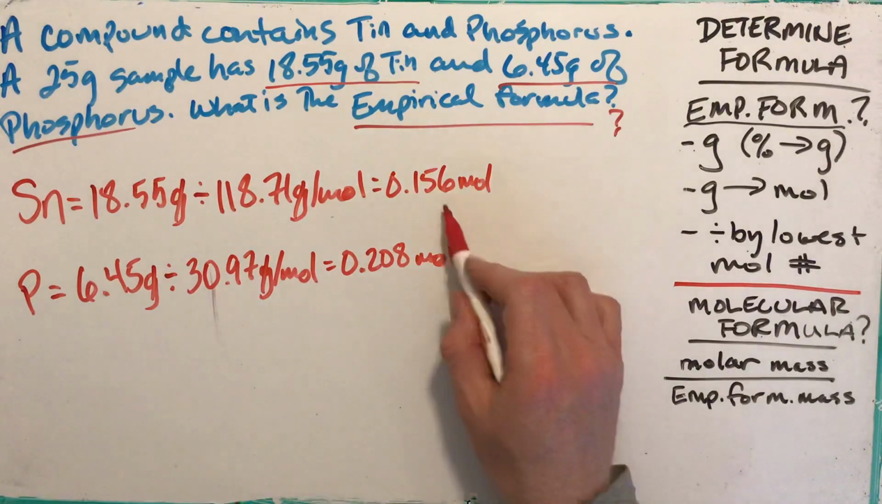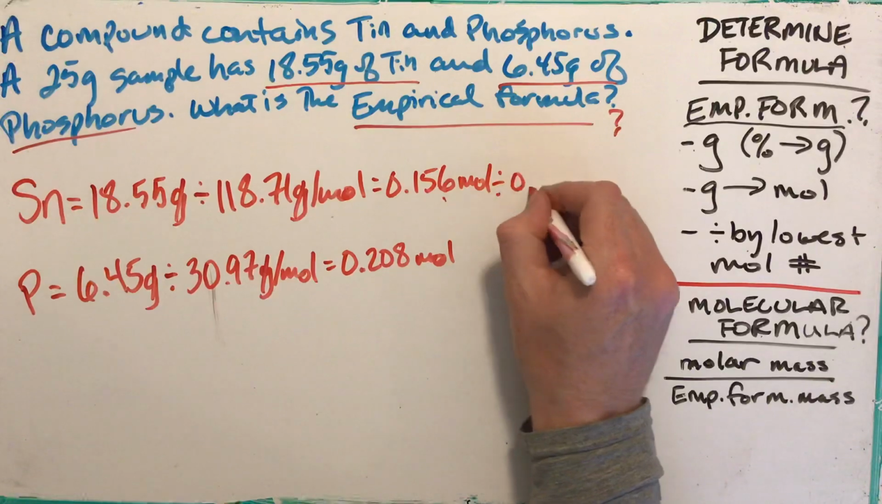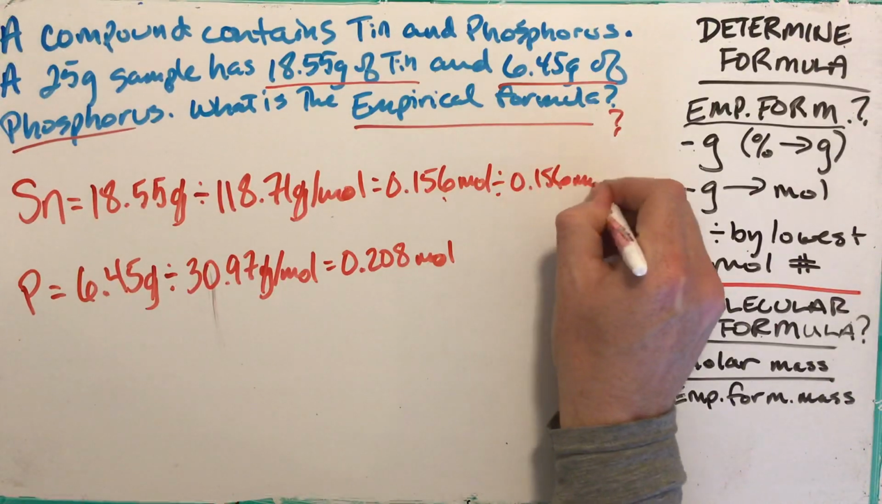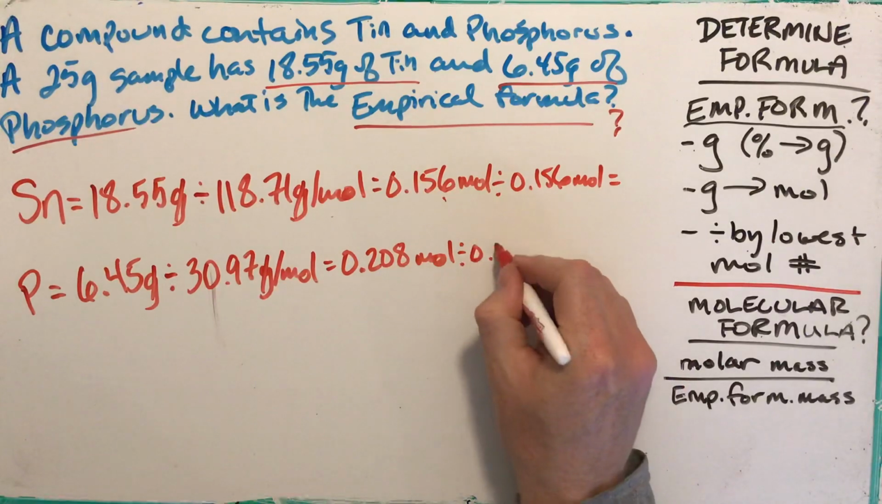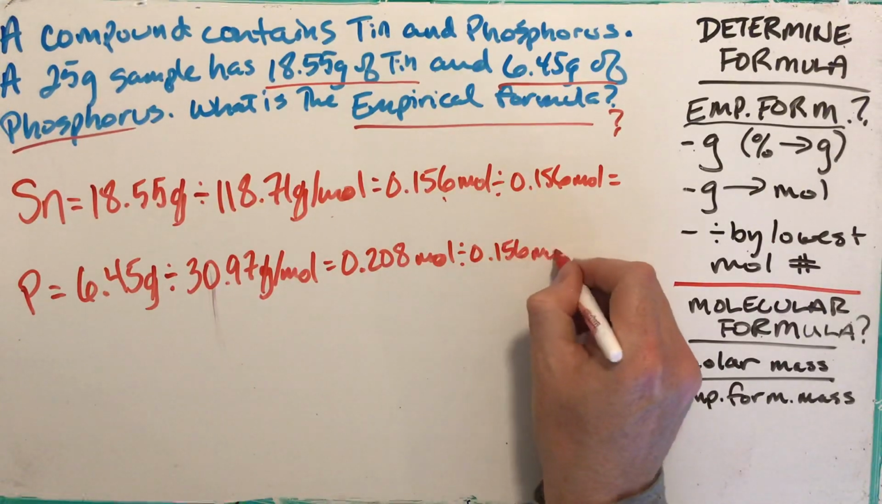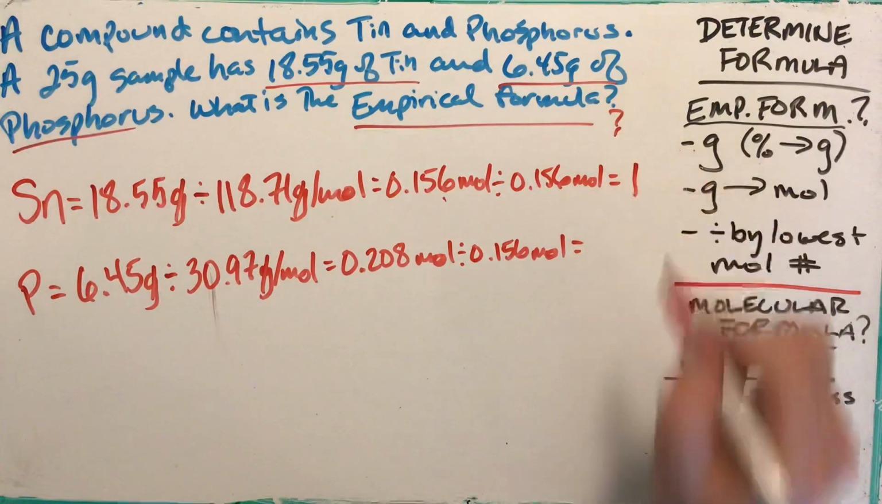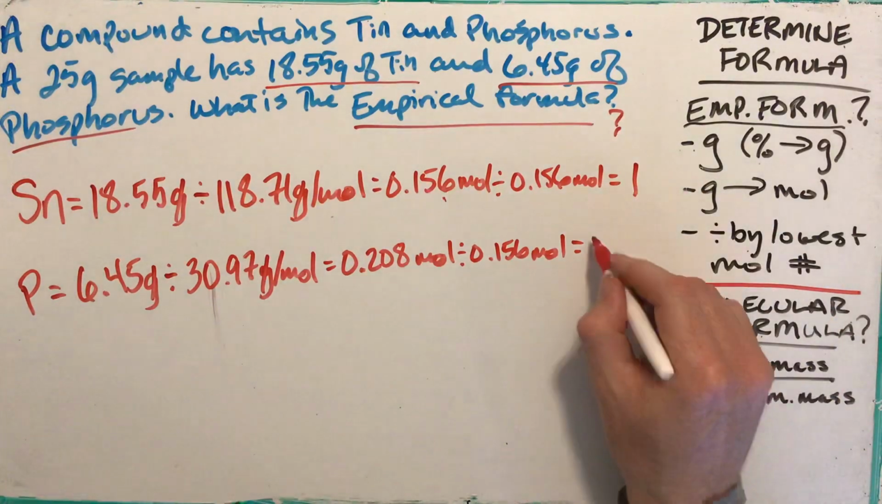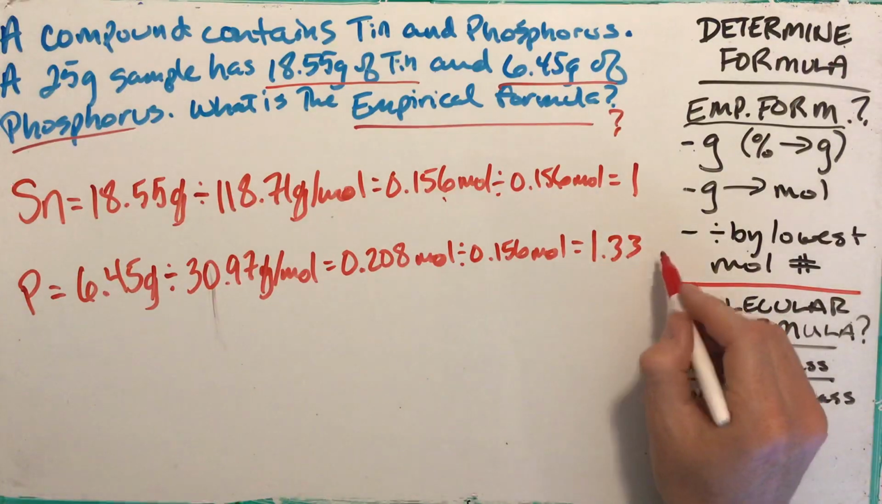I look at that. I got to divide by my lowest mole number. That's this. So 0.156 moles. I divide by that. And I divide this by that same lowest mole number. This one ends up being 1, obviously. And this one is 1.33. And it just keeps going, 3333.